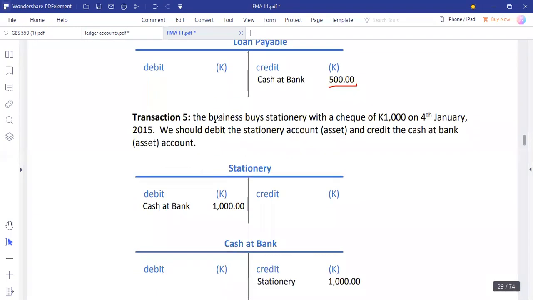Then we're told that the business buys stationery with check 4,000. So what is happening here? We are spending. The spender is the bank. So whenever money is going out, we are going to credit. So cash at bank, we are spending money on stationery. So here we put 4,000. But stationery is receiving. So we're receiving an asset into the business in terms of stationery. But where is the money coming from? From the bank. So here we're going to do what? We're going to debit.